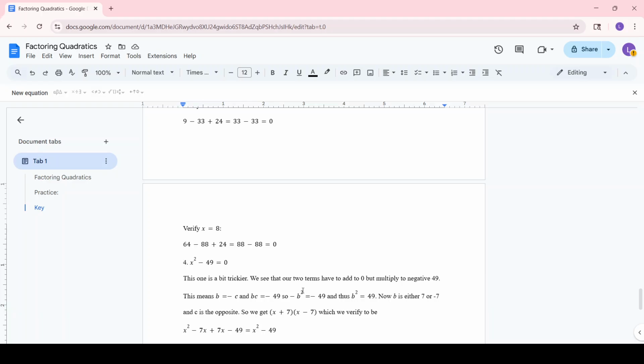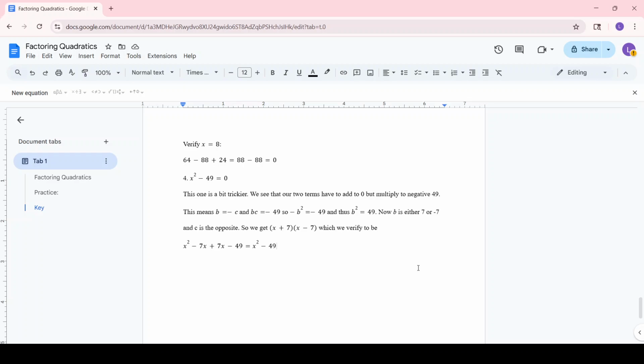Now, this one right here is a bit trickier because it is what we call a difference of squares. Why? Because it has no middle term. So we have to find two terms that add to 0 but multiply to negative 49. So we're going to say that b equals negative c and b times c equals negative 49. So some simple algebra gives that negative b squared equals negative 49, and thus that b squared equals 49. So logically, b can be either plus 7 or minus 7 because 7 is the square root of 49. And c is the opposite. So one of them is (x plus 7), one of them is (x minus 7). So therefore, our solutions are going to be negative 7 and 7.